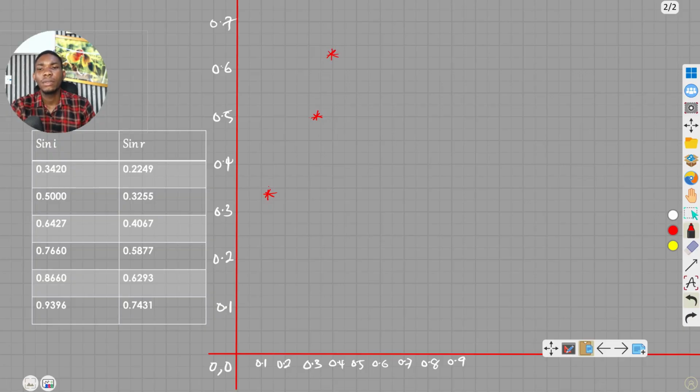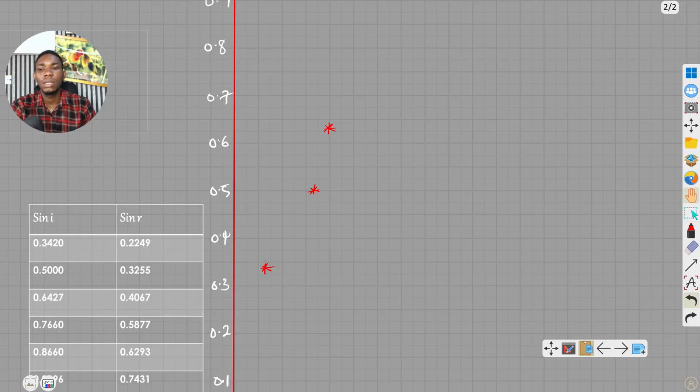And then you have 0.76 and 0.59, which is approximately 0.6. So we have 0.7. If we want to go up, 0.76 is above 0.75, and then the other one is 0.6. So if here is 0.4, that will be 0.5, here will be our 0.6, which will fall somewhere around here.